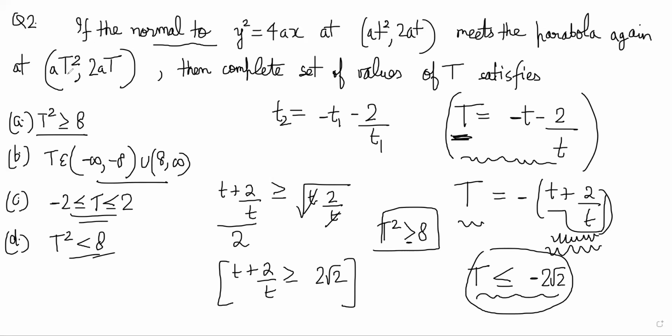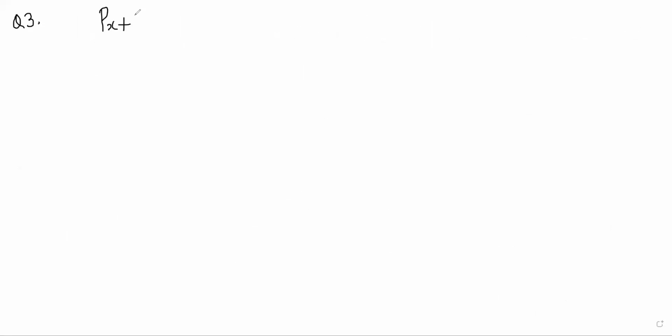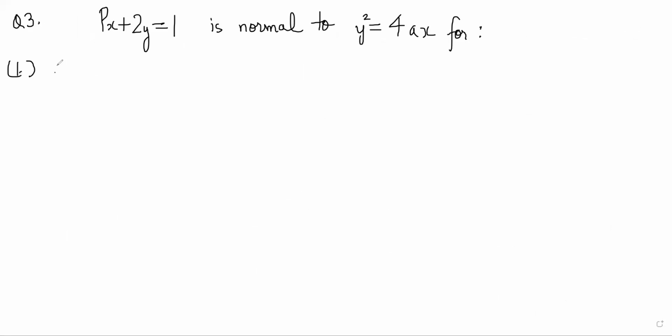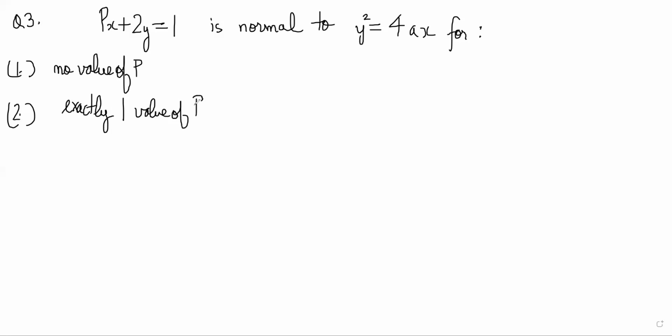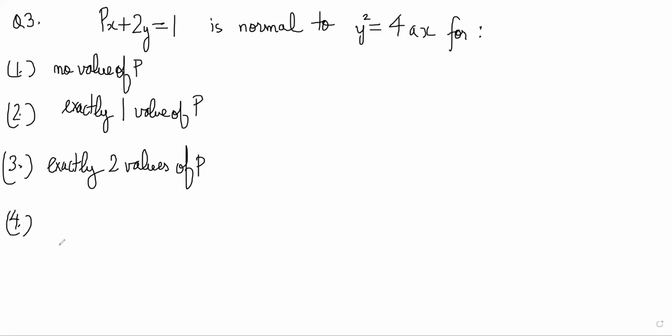Another question on normals. If you say px plus 2y is equal to 1 is normal to y square is equal to 4ax for: no value of p, exactly one value of p, exactly two values of p, and the fourth one is exactly three values of p. Think about this one.